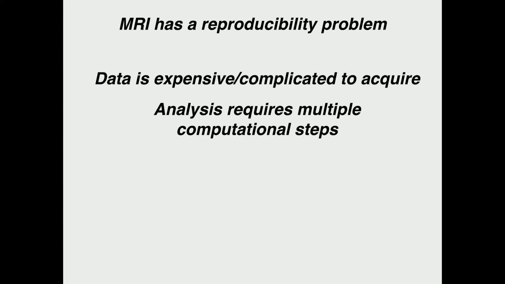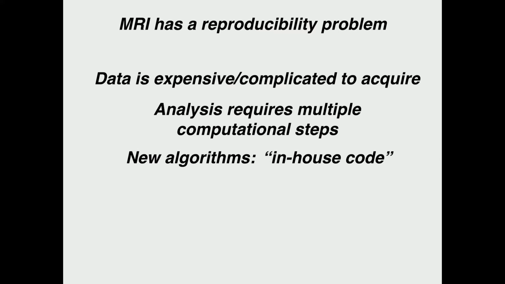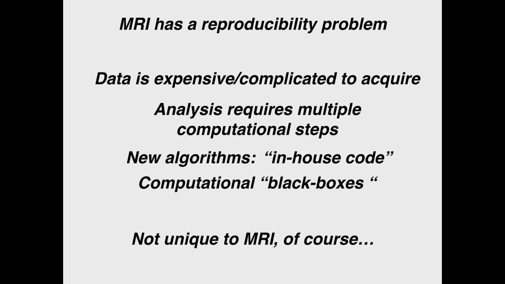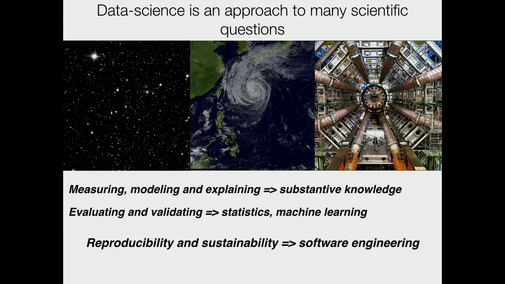This analysis requires multiple computational steps, some of them rather complicated. The new algorithms that people write are sort of in-house code or computational black boxes that you kind of download from somewhere without really knowing what it does. And this is not unique to MRI, as I said, but it is a big problem. And so the question is, what do we do to make this kind of research more reproducible and sustainable?